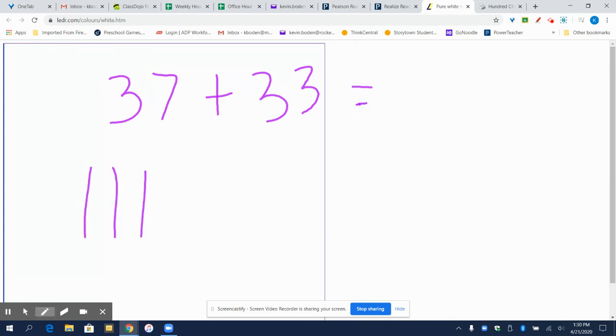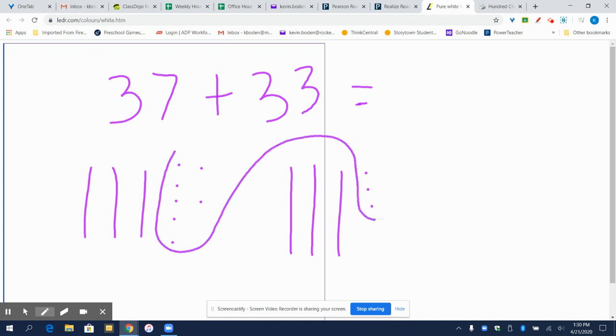10, 20, 30, 1, 2, 3, 4, 5, 6, 7 plus 33. 10, 20, 30. 1, 2, 3, 33. 37 plus 33. 3 tens, 7 ones. 3 tens, 3 ones. Can we make another 10? Well, let's find out. I'm going to start over here with my 7, 8, 9, 10. There we go. It's a weird looking 10 frame, but we still made a 10 frame.